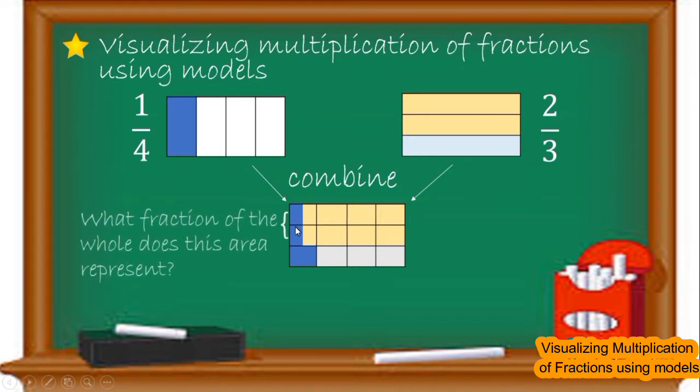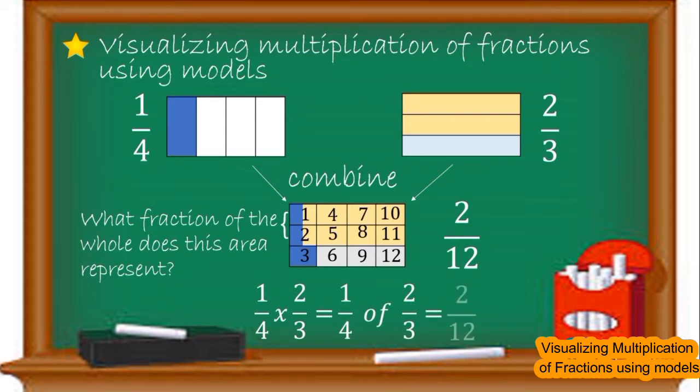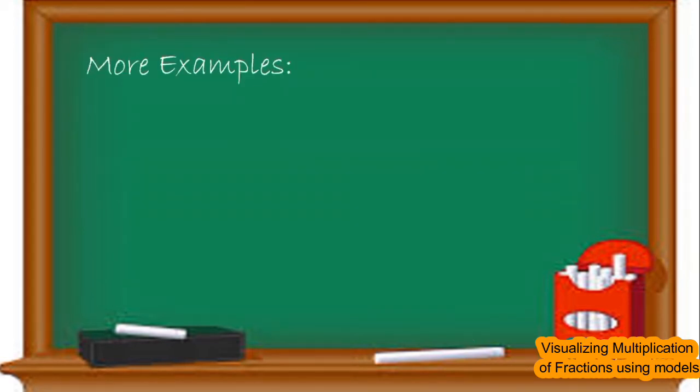This area, what fraction of the whole does this area represent? This is the overlapping of 1/4 and 2/3. So let's count. 1, 2, 3, 4, 5, 6, 7, 8, 9, 10, 11, 12. 2/12. So 1/4 times 2/3, or 1/4 of 2/3, is 2/12. More examples. 5/6 times 1/2.